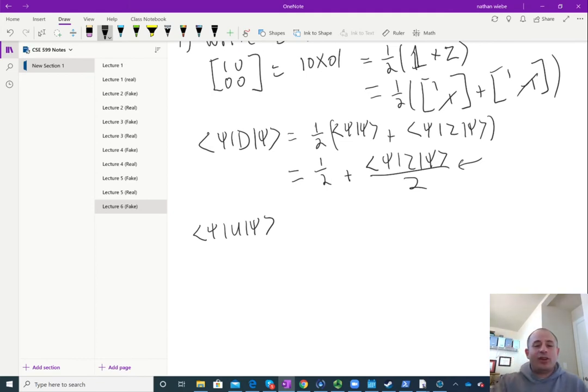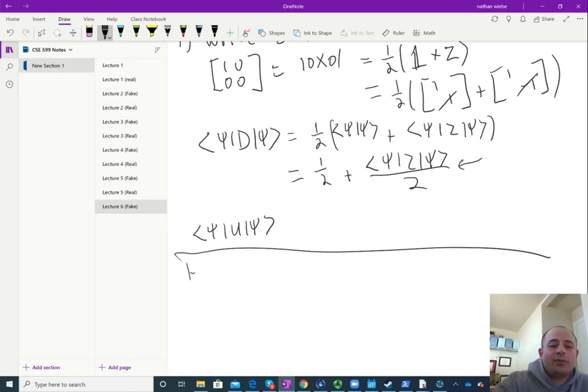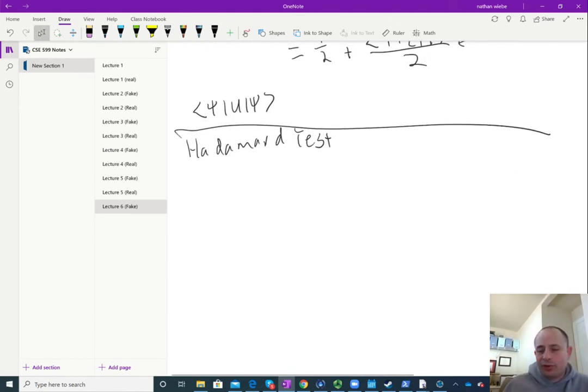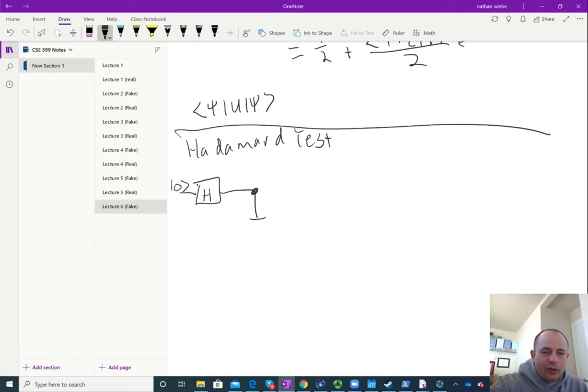Well, the Hadamard test gives us a way of doing this. And this is one of the most useful tricks in quantum computing. And so let me show you what the Hadamard test is. It's very, very straightforward. The Hadamard test ends up taking a form like this. You start with a quantum bit in 0. You perform a Hadamard transform on it. Then what you do is you apply a unitary. Then you apply another Hadamard transform and measure.